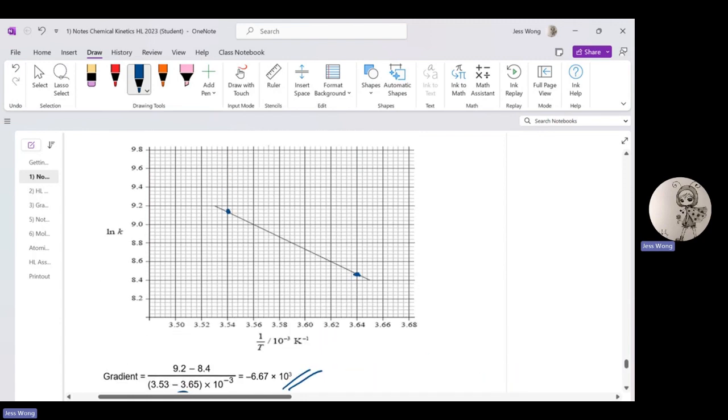Therefore, if you want to really find out the activation energy of a reaction, what you need to do is repeat the experiment at different temperatures. And you should have the corresponding k values, which are the rate constant values at different temperatures. With enough points, let's say a minimum of 5 points, you plot the best fit line. And from the gradient of that graph, you find EA.